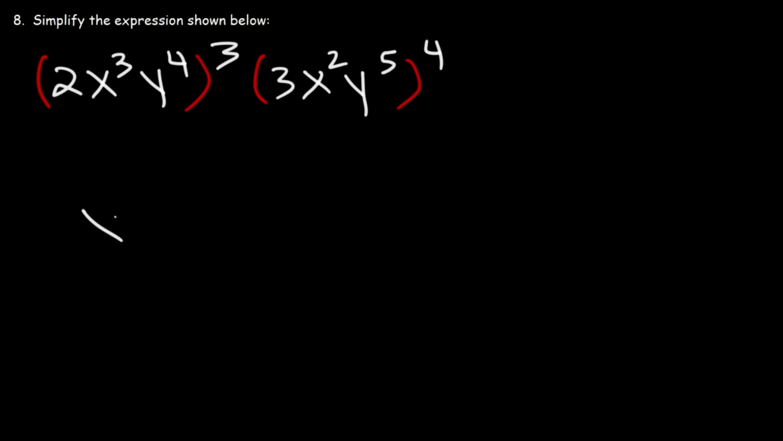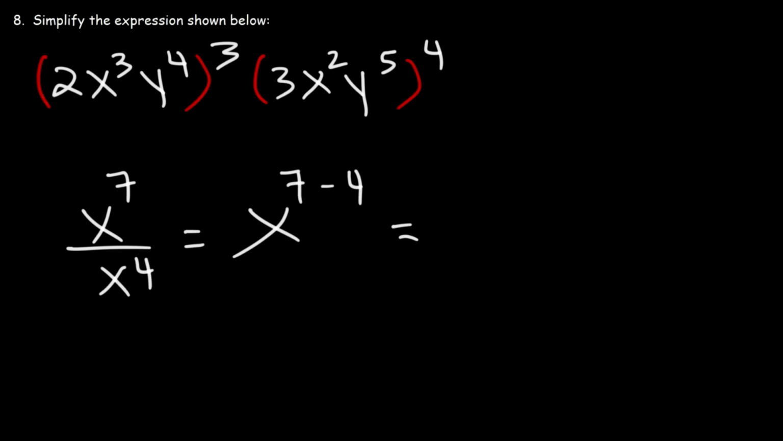Now what about dividing? Let's say if we're dividing x to the 7 by x to the 4th. When you're dividing, you can subtract. So you take the top exponent and subtract it by the bottom one. So 7 minus 4 is 3. You get x cubed. Now to confirm this, you can expand the expression.